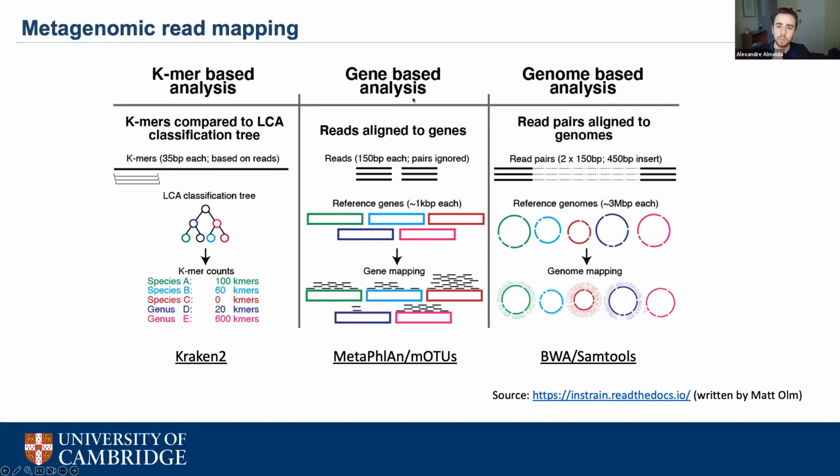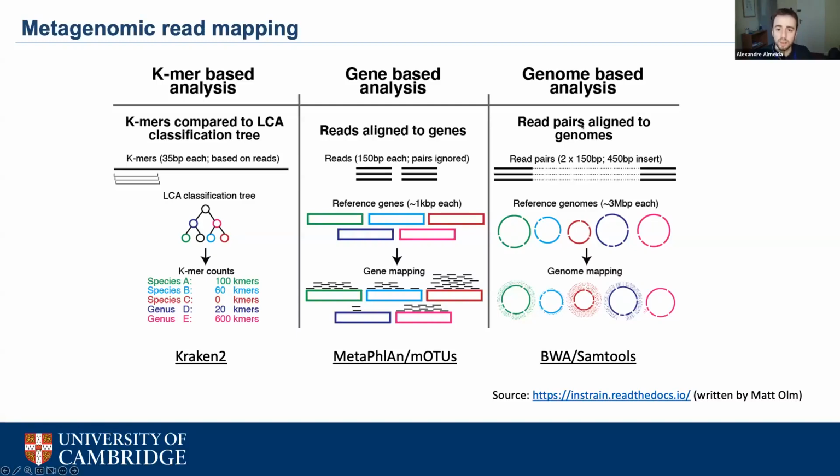Then you have more of a gene-based analysis, where tools like MetaPhlAn and mOTUs use a set of marker genes, genes that are specific to particular taxonomic clades, and then you map the reads to these genes. It uses the information on which genes the reads mapped to, to derive the taxonomic composition of your sample.